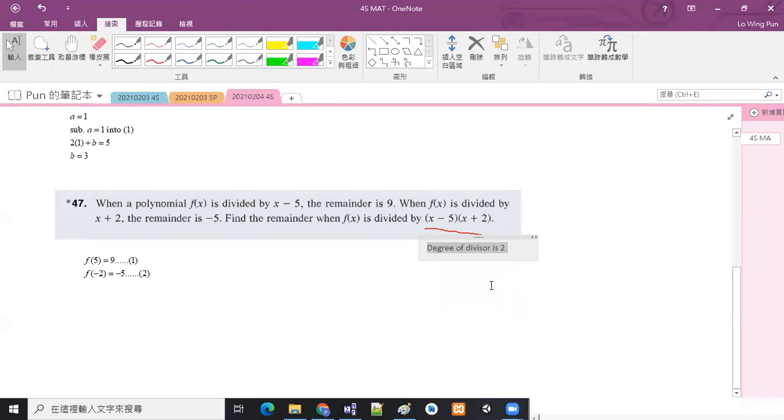So you cannot use the remainder theorem directly. Okay? When you cannot use the remainder theorem, you cannot use the factor theorem. What can you use? You can only use the division algorithm, okay, to build up an equation for this division. Okay, so just like what we have done in question number 46, we are going to use the division algorithm to build up an equation for f(x).